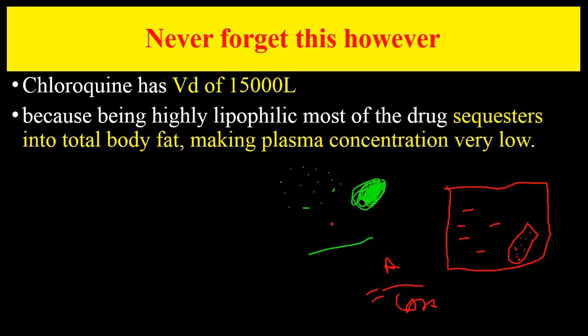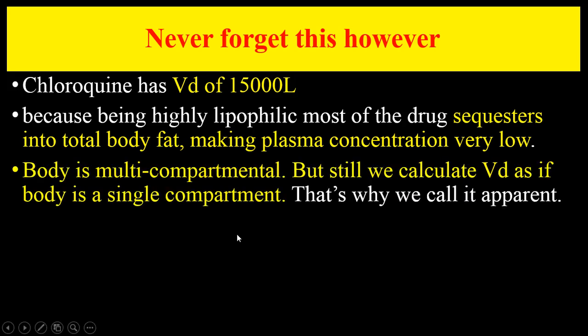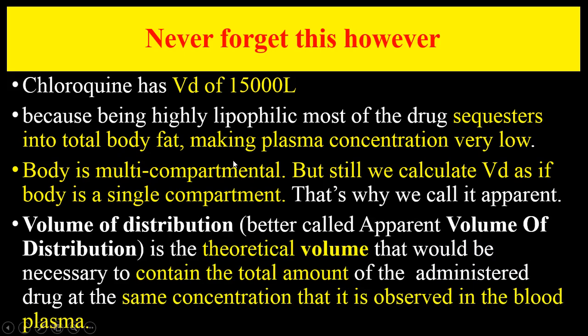That's why the volume we calculate from the plasma volume is not the real volume. So what is it? The body is, in fact, multi-compartmental, because there are different bones, fat, muscles, so different things, but still we calculate volume of distribution as if the body is a single compartment from the plasma volume. That's why we don't call it the volume of distribution, we rather more appropriately call it apparent volume of distribution.